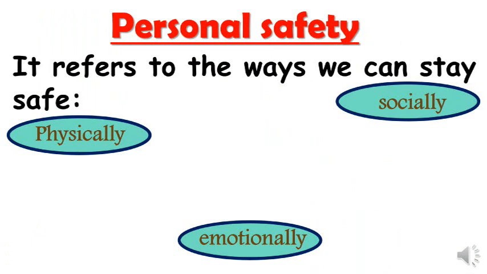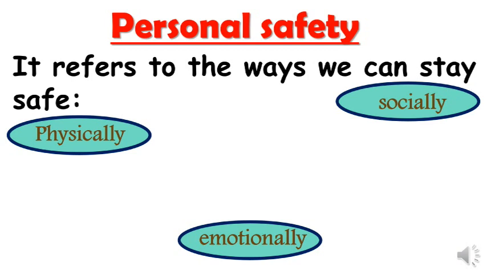Personal safety refers to the ways we can stay safe. It could be physically. Physically means keeping your body safe. Like when you go to play, you might fall and break your leg, you might cut your finger while you are playing with the knife. So, in order to keep you safe, you have to keep your body from injuries.